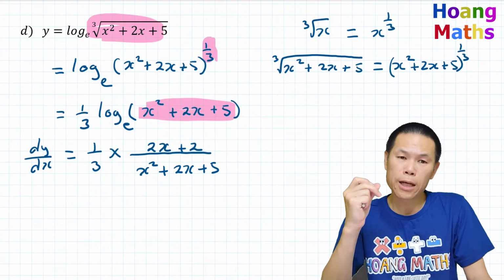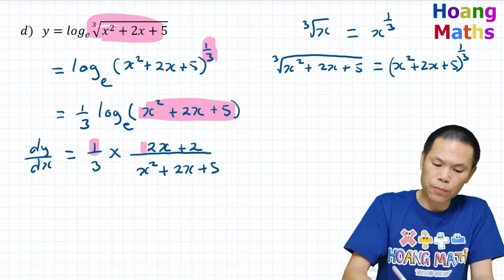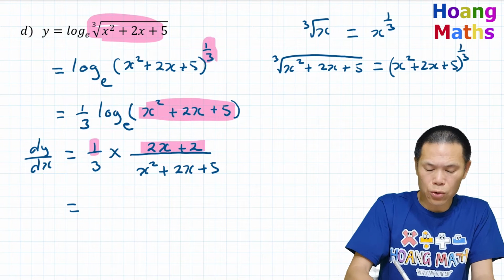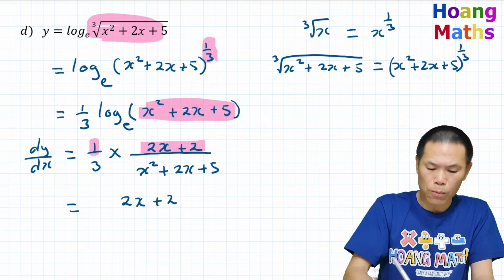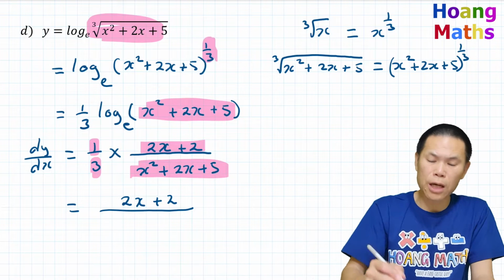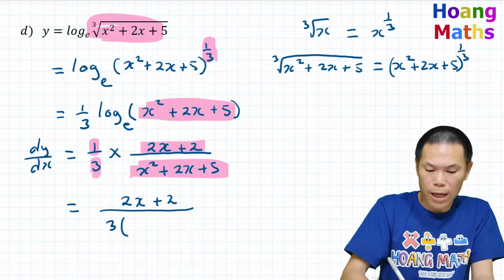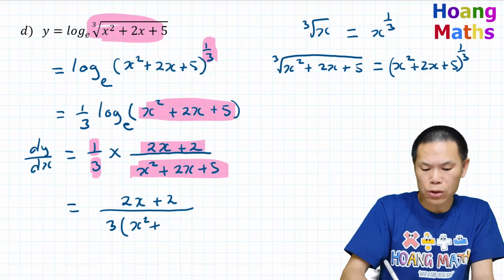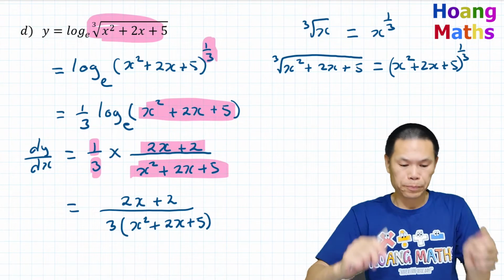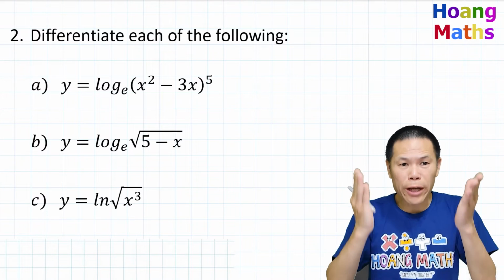So now we just write in a simpler form. Okay, so 1 times this will give me the same. I just write this down. So that gives me 2x plus 2 over, and we have 3 times this function here. So I just write in factor form, okay? So that is 3 bracket x squared plus 2x plus 5. So there you go. Please pause the video and try this one yourself.